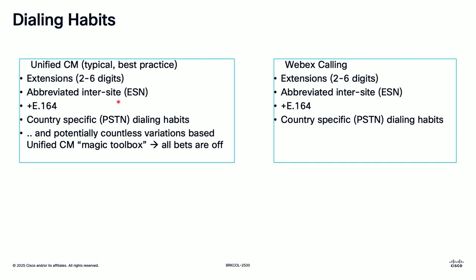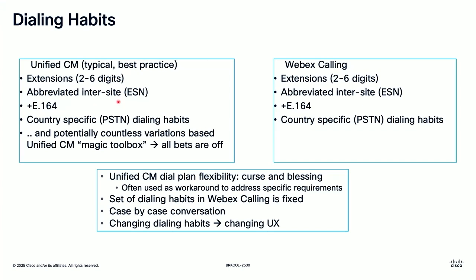We have extensions, we have abbreviated intersite, and we have plus E164, and we have the country-specific PSTN dialing habits. The main difference is all of that is predefined. It's there when you fire it up. You don't have to do anything, right? So I'd say the UCM dial plan flexibility is a curse and a blessing.